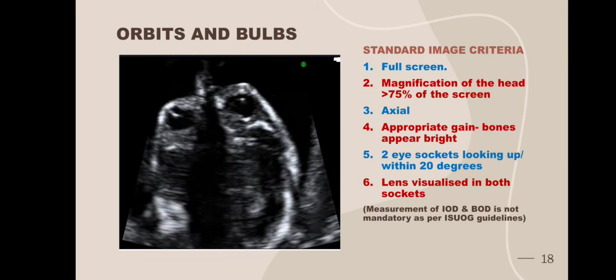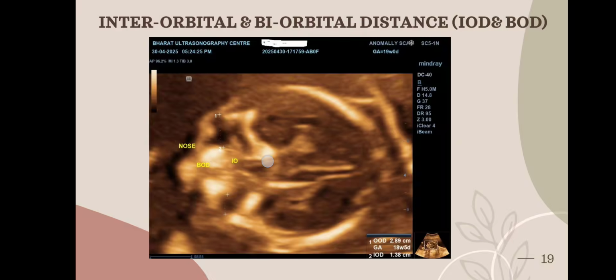Come to the orbit and bulbs view. Full screen view and more than 75% magnification, axial section with appropriate gain. Two eye sockets looking up within 20 degrees. Lenses should be visualized in both sockets. Measurement of inter-orbital distance (IOD, BOD) is not mandatory as per ISUOG guidelines.